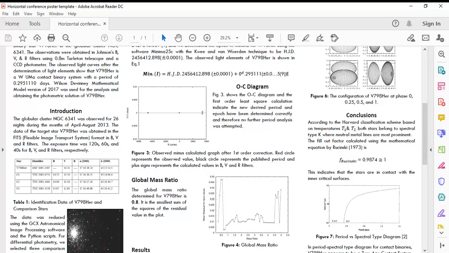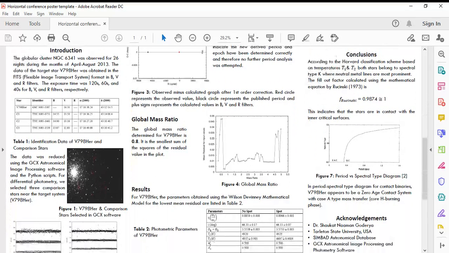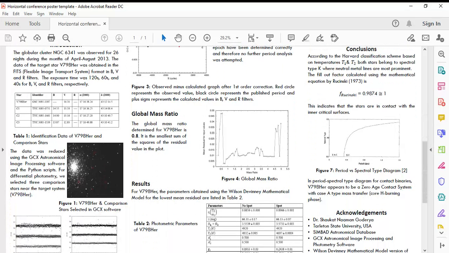The data was reduced using the GCX astronomical image processing software and Python scripts. For differential photometry, we selected three comparison stars near the target system as shown in Figure 1. The basic data for the identification of V798Her and the comparison stars was obtained from the astronomical database SIMBAD, which includes the identification ID in GSC and Tycho catalogs and their fluxes in different filters and their coordinates. All are listed in Table 1.